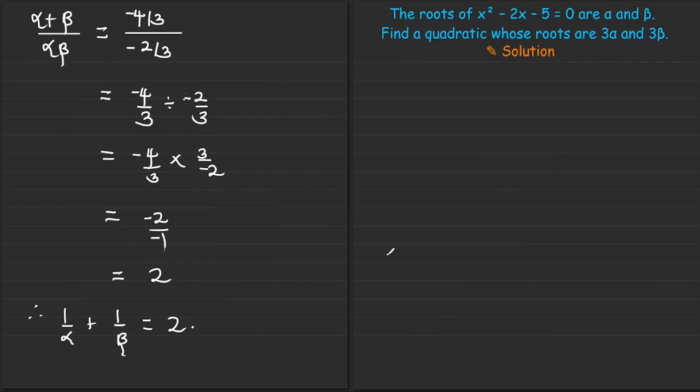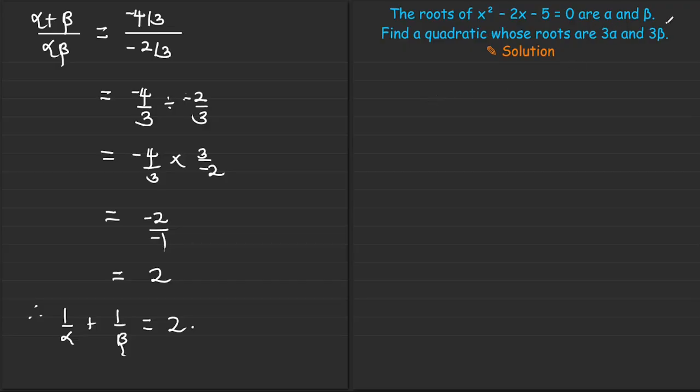Now we have a new question here which says the roots of x squared minus 2x minus 5 are alpha and beta. You have to find a quadratic whose roots are 3 alpha and 3 beta. That simply means we have the roots of this equation, that is alpha and beta. But there is another equation whose roots are 3 times the ones we know. So if we know the roots of that one, let's reverse engineer to get its equation.